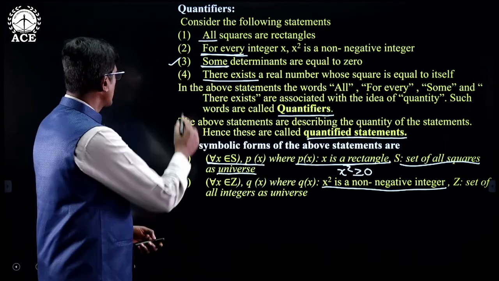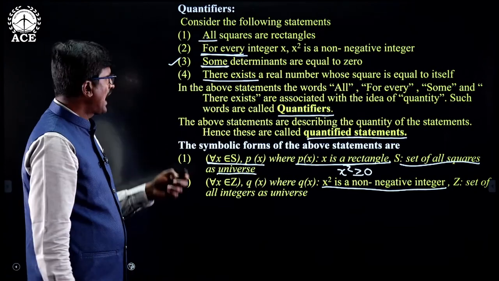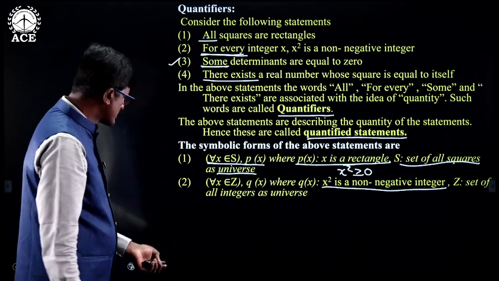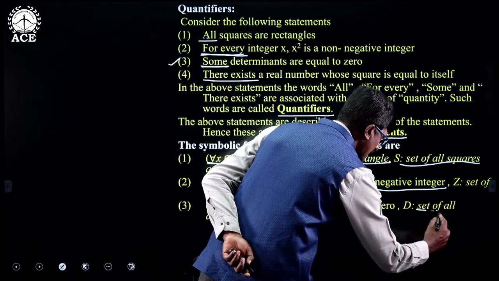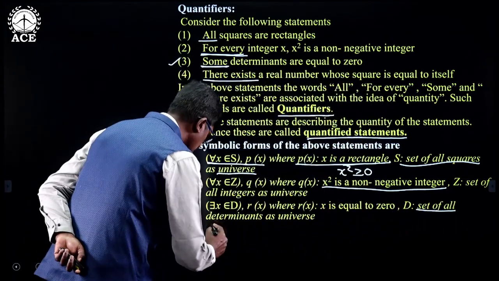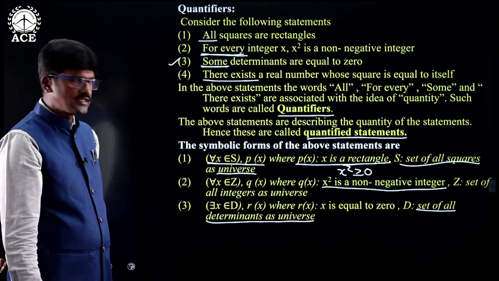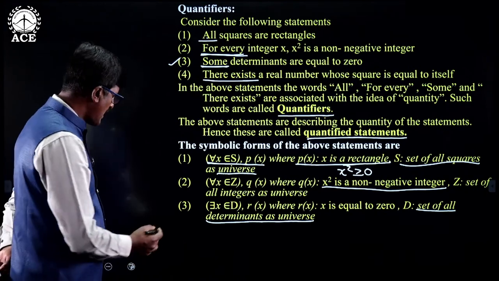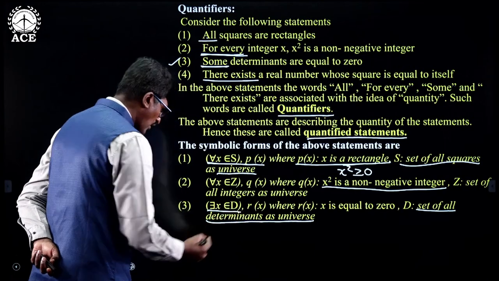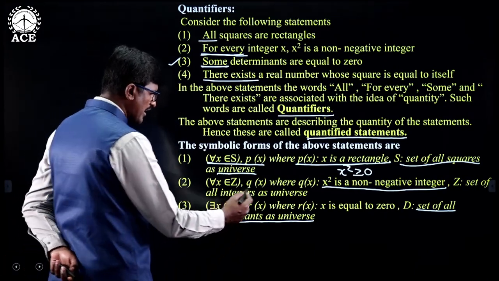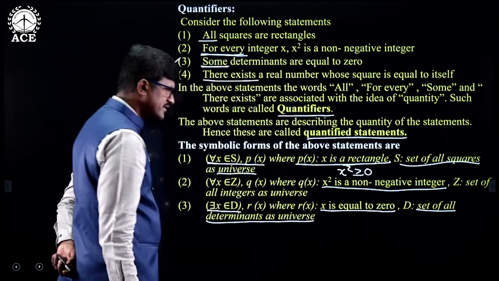That means in the third example, we have an existential quantifier and we have the universe. That universe is the set of all determinants, which is denoted with D. D is the universe. What is D? The set of all integers. And this is the existential quantifier: for some x belongs to D, R of x. What is R of x? x is equal to 0.